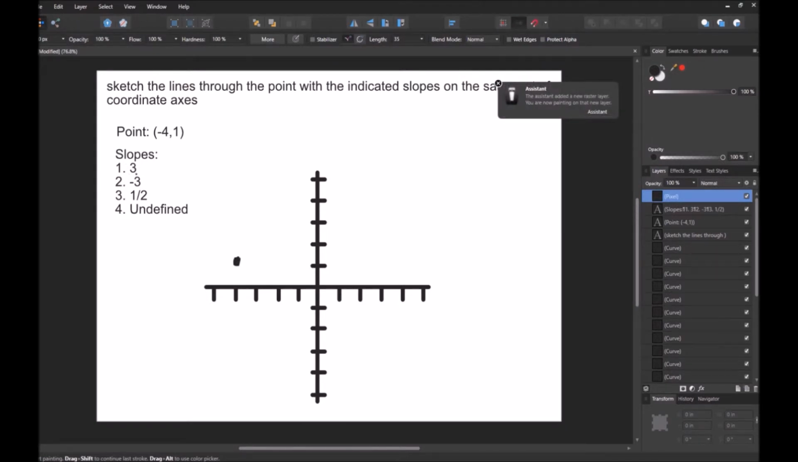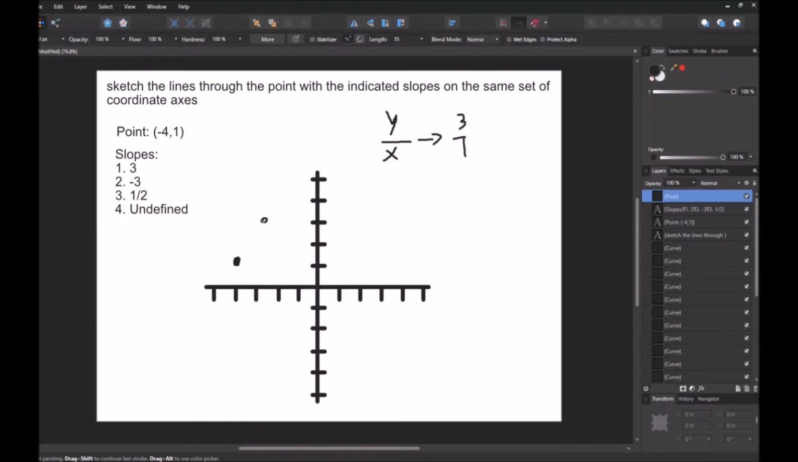Now the first slope it wants us to graph is 3. So remember that the slope is the ratio of the y value over the x, the rise over the run. So in order to have a ratio of 3, that's equivalent to 3 over 1. Meaning for every space we move in the x-axis, we move 3 in the y-axis. So if we move to the right by 1, that's on the x-axis, then we go up 3.